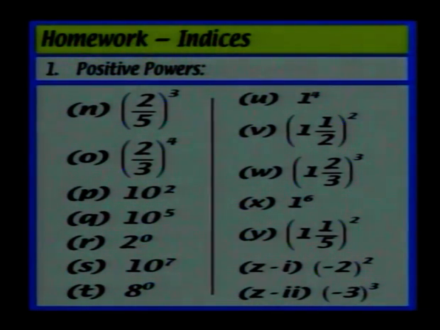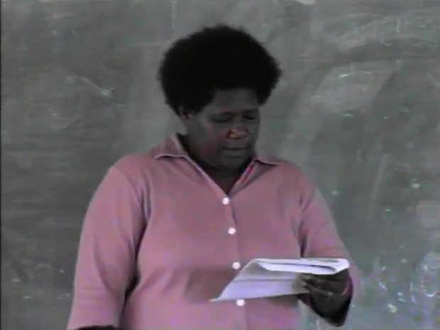Letter Y, Solomon. 1 and 11/25. Correct. Agnes. 4. Raylene, -3 cubed is -27. Okay, I also gave you the exercise on negative powers, if I'm correct. Yes? Okay.